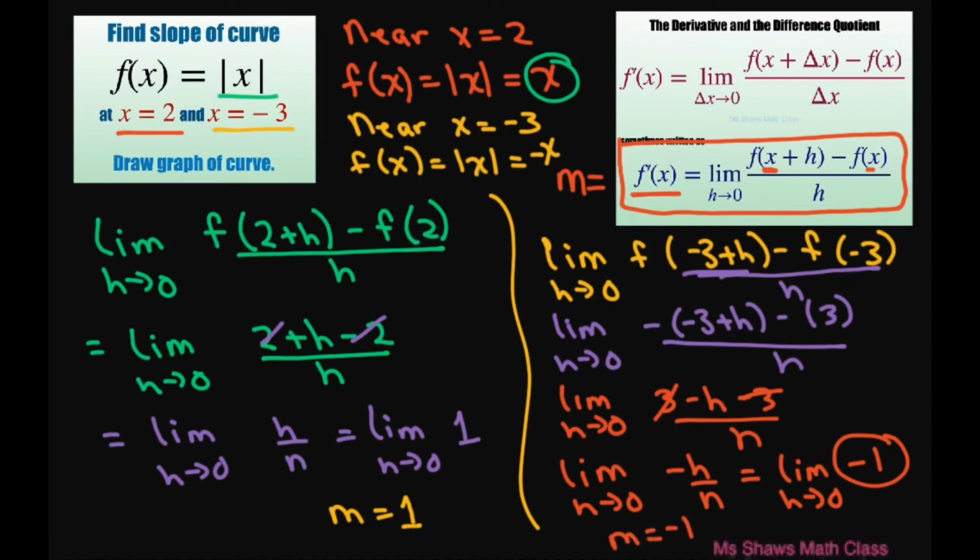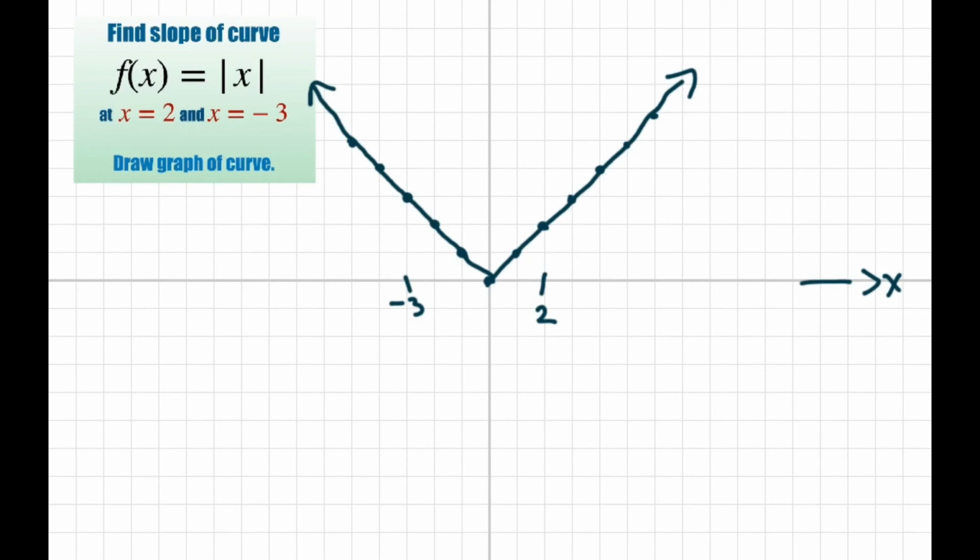Now, I went ahead and graphed this. This is just your parent function for absolute value. So at negative 3 here, the slope near negative 3 is negative 1, which is what we got. At 2, at this point, or near 2, our slope equals 1.